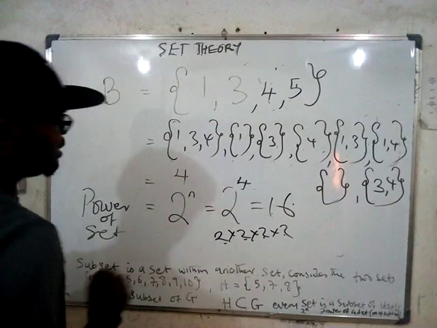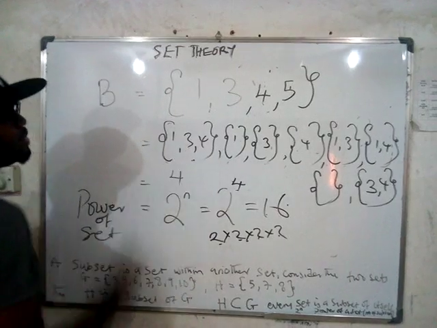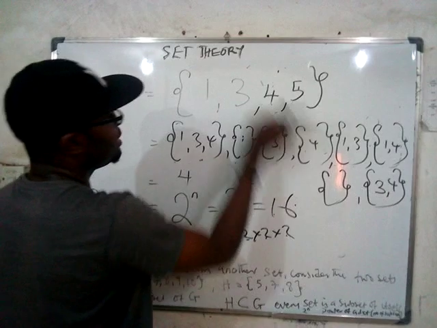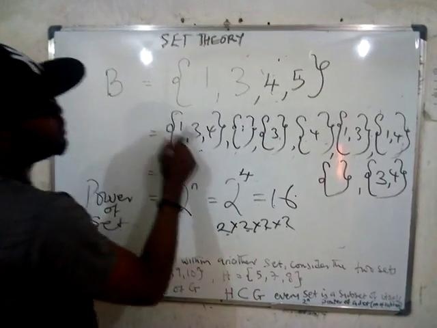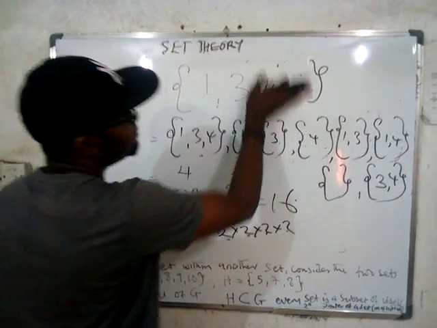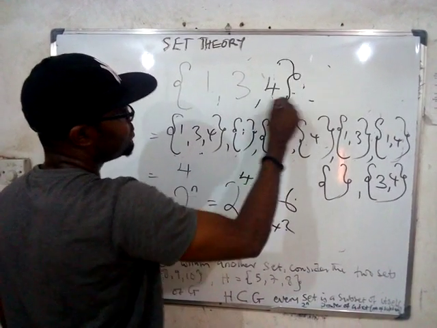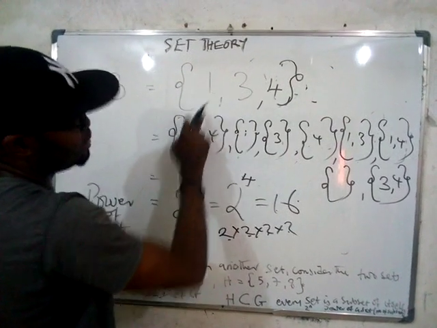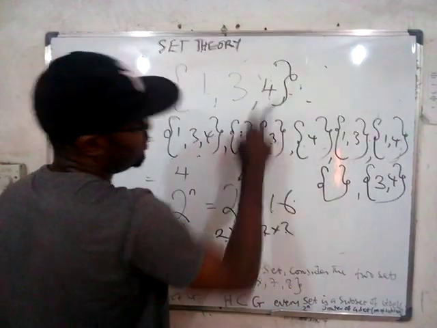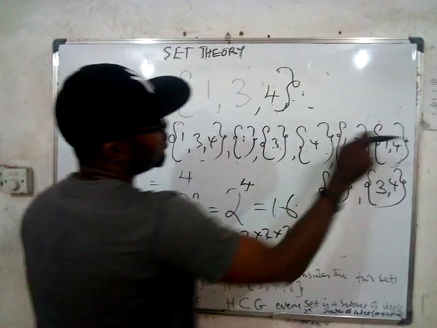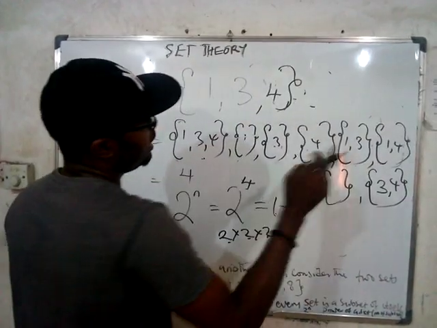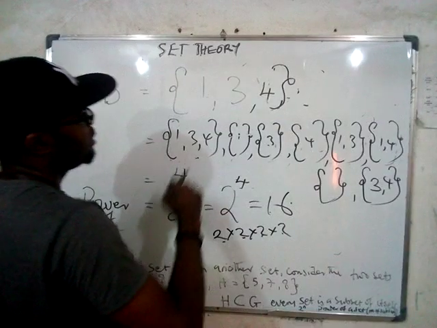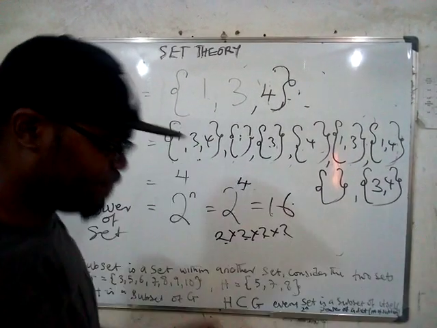Power of a set is simply telling us the number of subsets that a set has. So all these are subsets of this because all these are contained inside B. 1, 2, 3 is already there. Okay, this is the one I was using. 1, 3, 4 is already there. 1 alone is already here. 3 alone is already here. 4 alone is already here. 1, 3 is already here. 1, 4 is already here. The empty set is a subset of every set. 3, 4 is already here. Every set is a subset of itself.